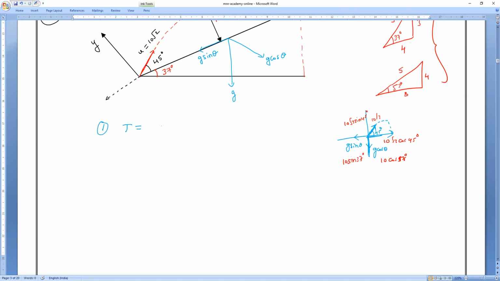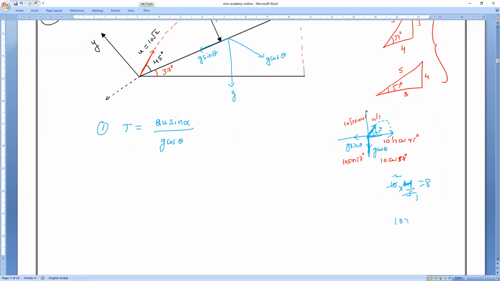So the time of flight formula: 2u sin alpha divided by g cos theta. So first of all, 37 degrees. Cos 37, g value 10. Cos 37 value, I know. 4/5. That's all. 5 ones are 5, 5 twos are 10, which is equal to 4/5.